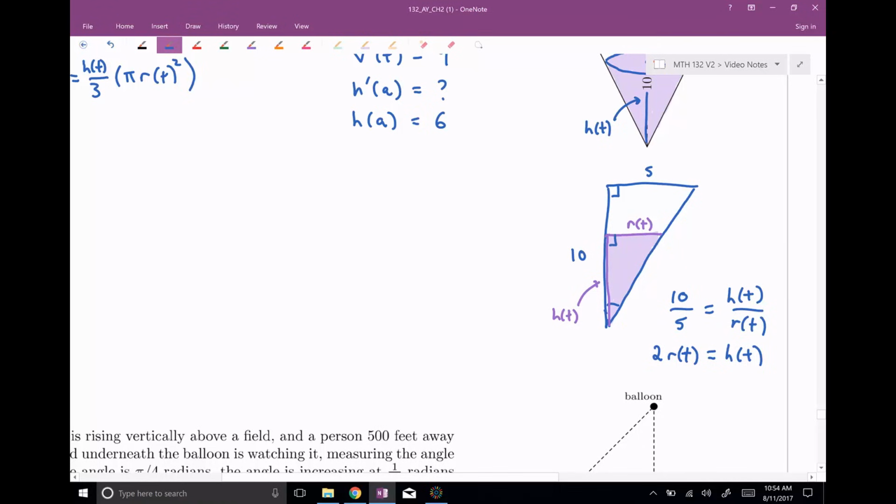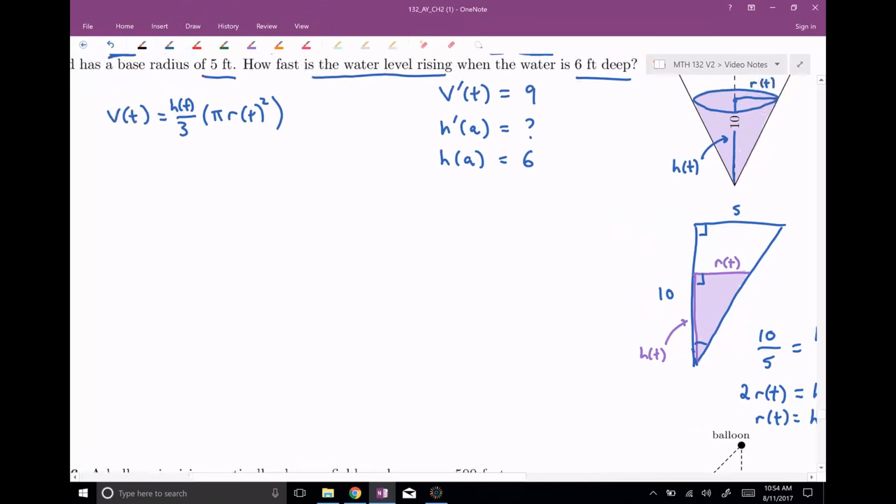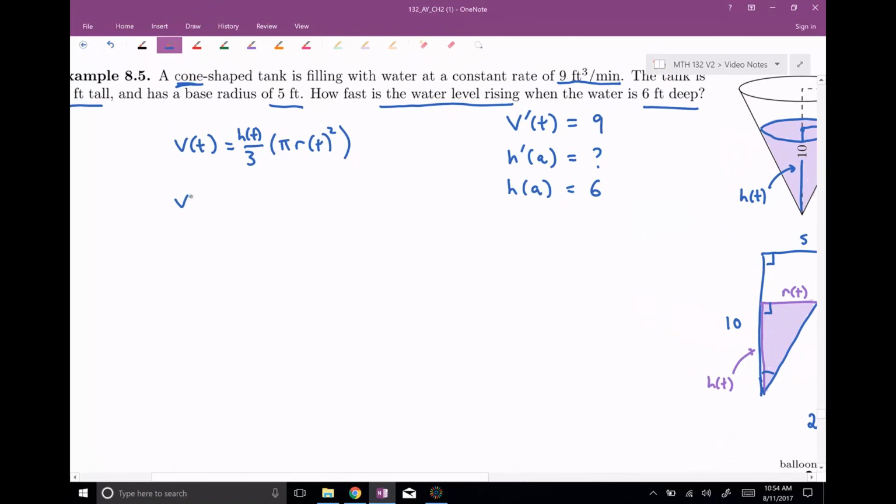In fact, I should probably rearrange this and make it r of t is equal to h of t over 2. There we go. Because again, I really don't care about my radiuses. I'd like to get rid of those. I'd like it to all be in terms of just volumes and heights. So that being said, let's go up here and simplify this down. h of t over 3, pi, and then everywhere I see a radius, I'm going to put h of t over 2, and this was radius squared, so this better be squared.